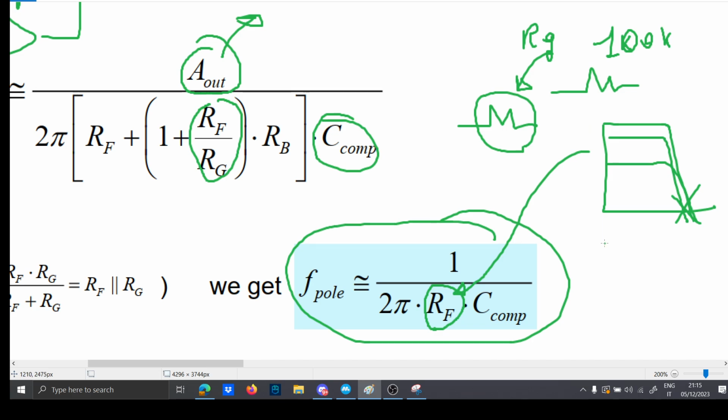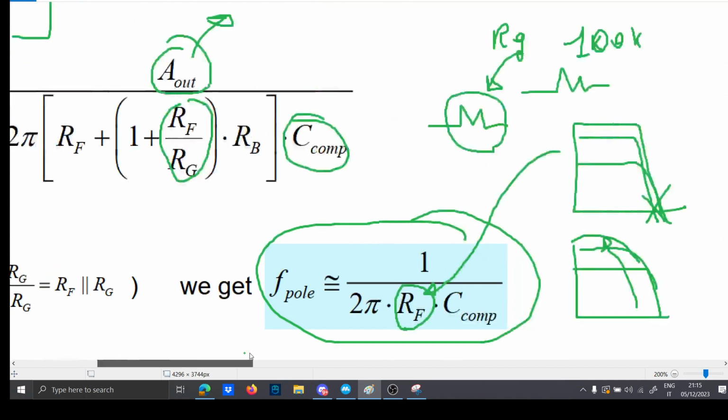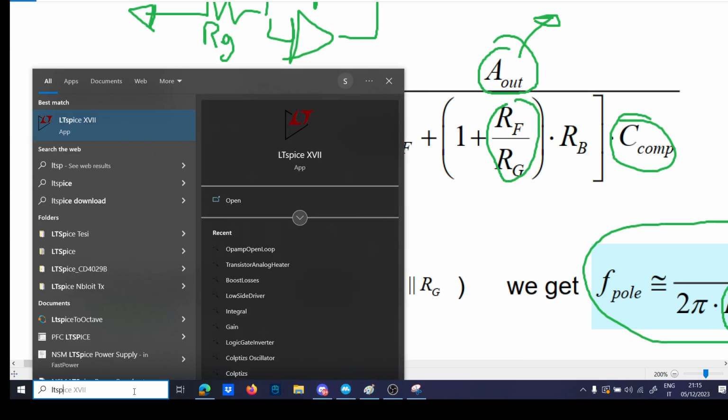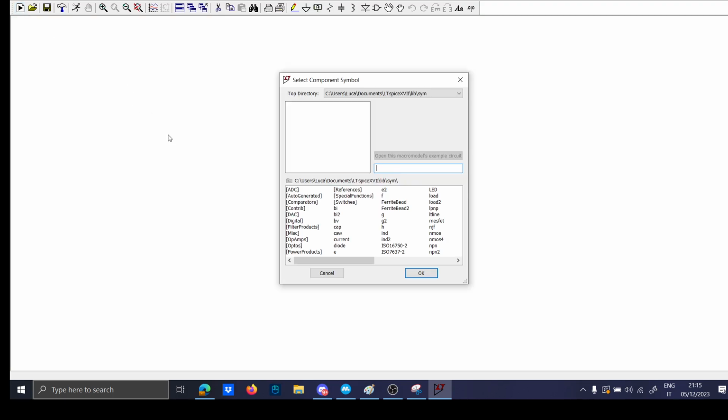If you do that instead in the classical op-amp, as I said before, you will obtain something like this. So the gain will decrease. And I will show you this immediately, because we need to understand the importance of the current feedback op-amp.